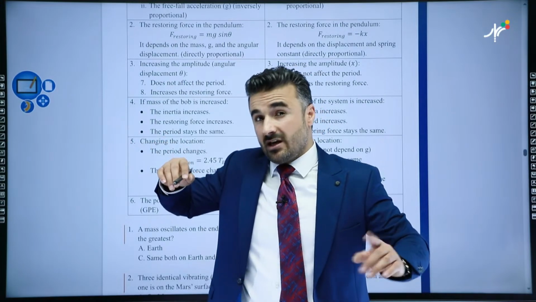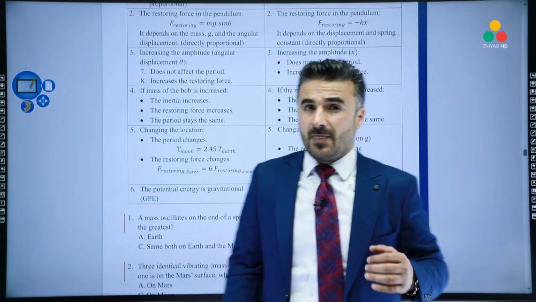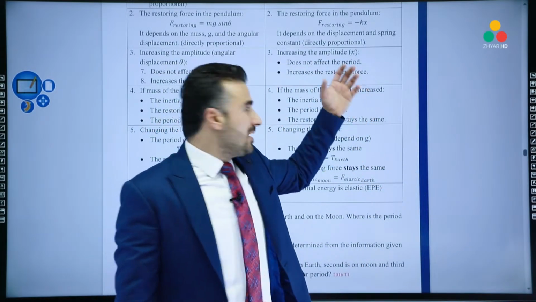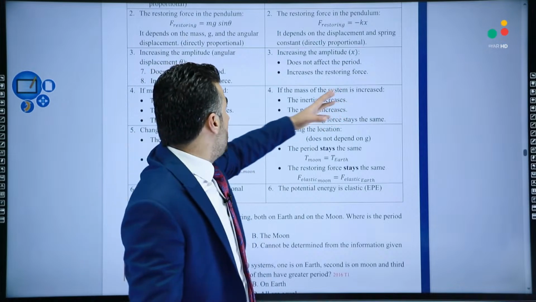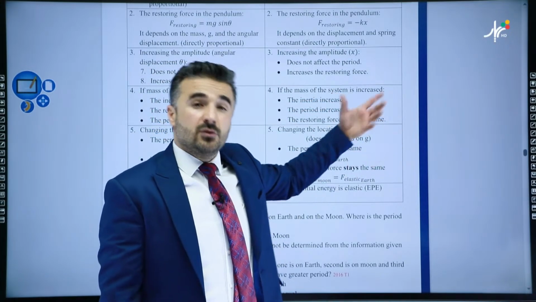So mg sine theta, in that case, of course, the restoring force will be bigger. The period stays the same. What about in the mass spring system? What happens if the mass of the system increased? If we increase the mass, the period will increase.